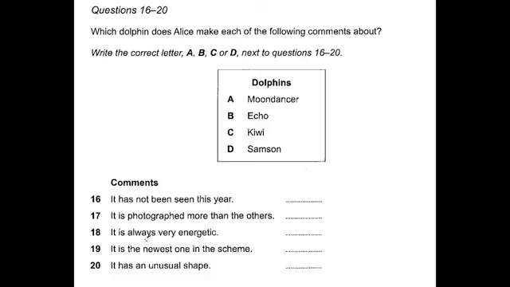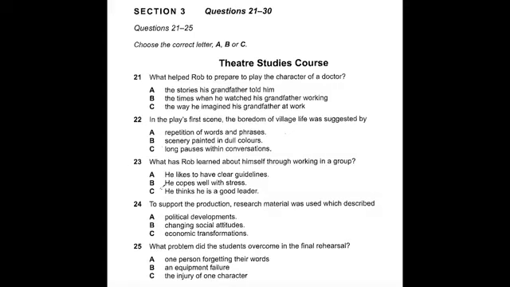Now turn to Section 3. You will hear a student called Rob, who is in the first year of a theatre studies course, talking to another student called Mia, who's in the fourth year of the same course. First, you have some time to look at questions 21 to 25. Now listen carefully and answer questions 21 to 25.